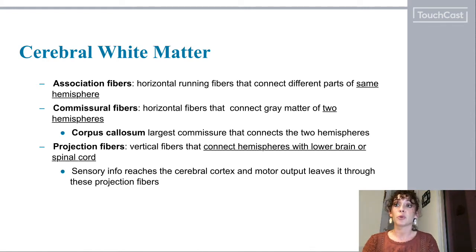And then finally we have projection fibers. What's different about these is they run vertically and they connect our hemispheres with the lower brain and the spinal cord. So instead of running left to right, these are going to run north-south. These are going to be sensory. It allows sensory information to reach the cerebral cortex, and then it makes a motor output through those same projection fibers.